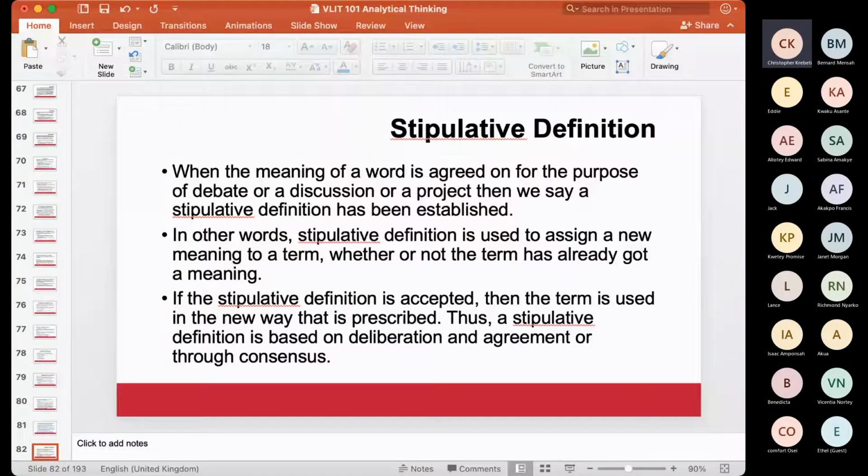Azonto is also a new word, came in as a result of what? Dance. And now Azonto has been consumed as a popular term all over the world. Okay. The stipulative definition that has been given it is existing, and people are beginning to know it as such. So if the stipulative definition is accepted, then the term is used in the new way that is prescribed. Thus, a stipulative definition is based on deliberation and agreement or through consensus. So based on deliberation and agreement or consensus, we can bring about a stipulative meaning.